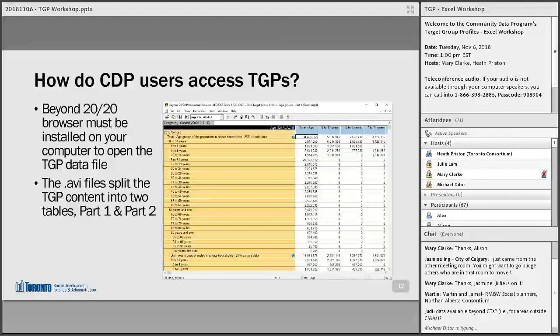But basically, once you've downloaded it, you're going to open that up, and you hopefully have Beyond 2020 browser installed, because that's the browser that allows you to access the IVT files that we get from Statistics Canada.